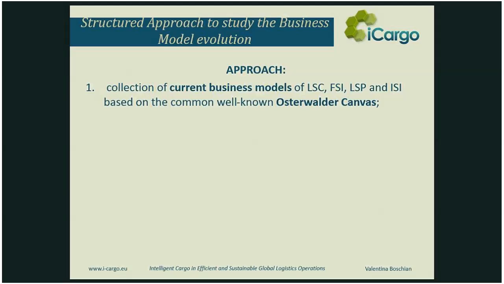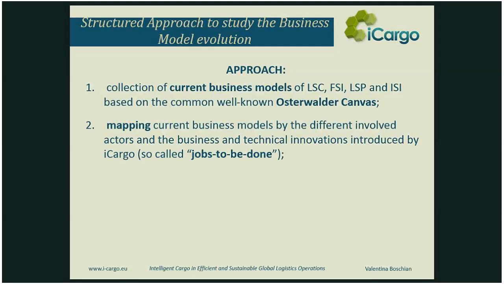The approach is a novel methodology, and it is mainly based on different steps. The first step, as you can see in the slide, is based on the collection of data about the current business model in the market. So, what did we do? We mainly collected the current business models implemented by the companies belonging to the categories of LSC, FSI, LSP, and ISI, and described by the Osterwalder canvas. Then, we mapped these current business models with the so-called jobs to be done, which are mainly the business and technical innovations introduced by iCargo, in order to find out the impact of iCargo on the current business model.